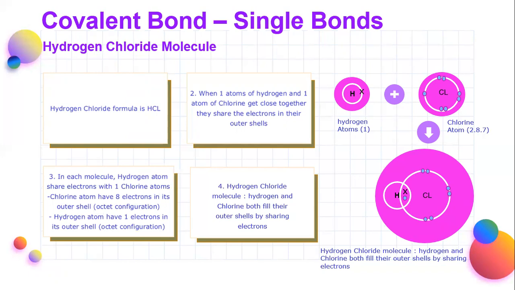When 1 atom of hydrogen and 1 atom of chlorine get close together, they share the electrons in their outer shell. So in each molecule, the hydrogen atom shares electrons with 1 chlorine atom, and the chlorine atom has 8 electrons in its outer shell. On the other hand, the hydrogen atom has 2 electrons in its outer shell. So in the hydrogen chloride molecule, hydrogen and chlorine both fill their outer shells by sharing electrons.